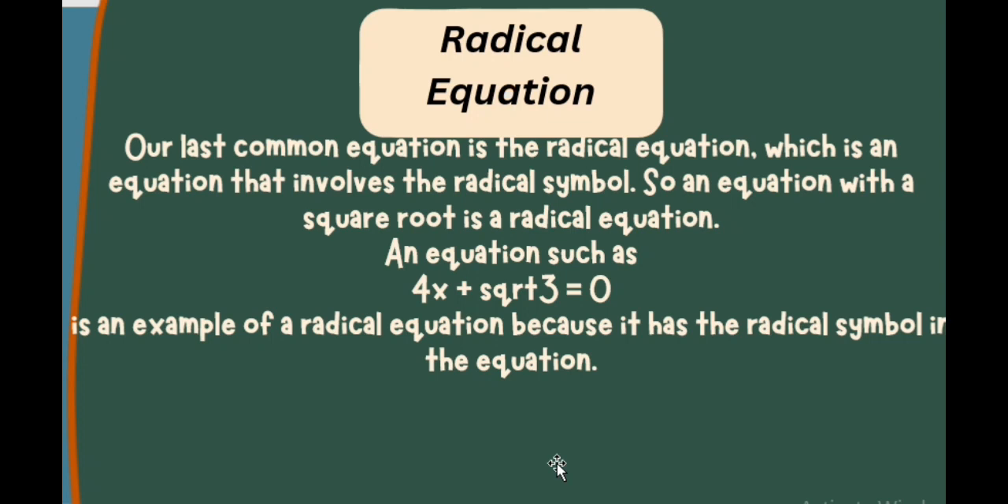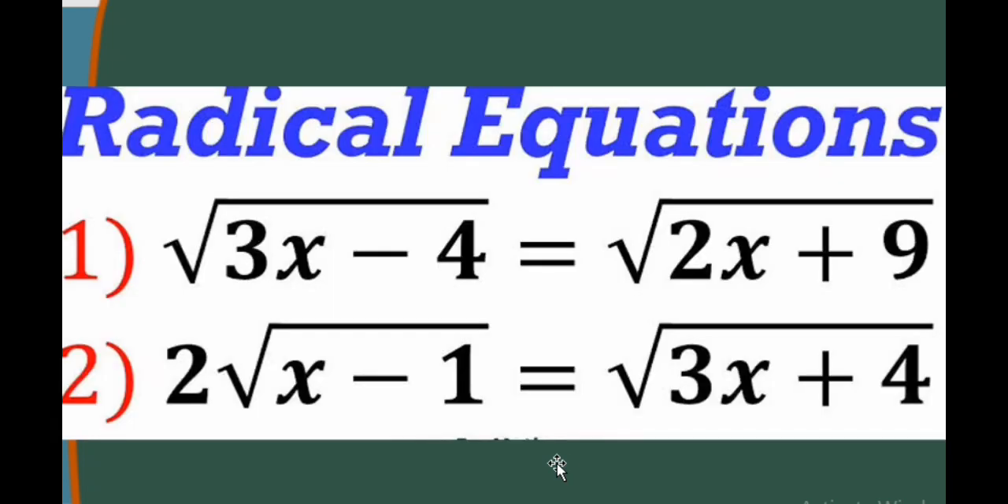Radical equation. Our last common equation is the radical equation, which is an equation that involves the radical symbol. It's an equation that involves the radical symbol. So an equation with a square root is a radical equation. This is an expression for a radical equation. You have the square root of (3x - 4) equals the square root of (2x + 9). This is a radical equation.